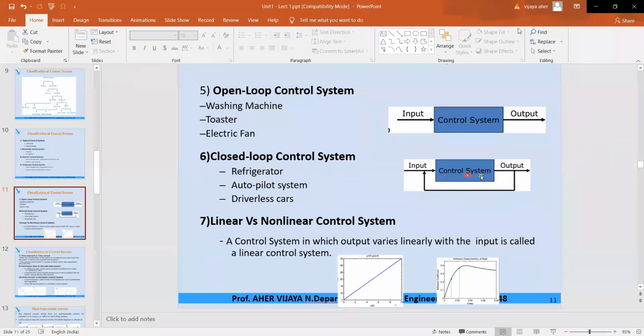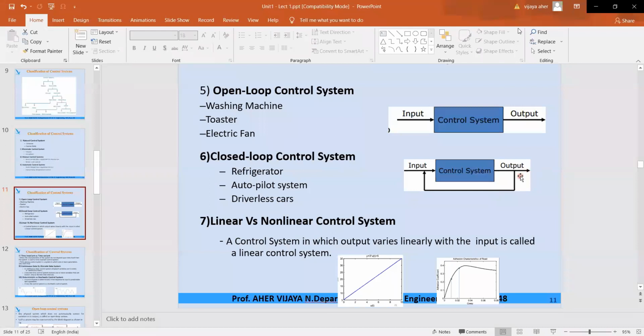In this block, control system is there. Input is applied to control system. Output is taken from control system. I have shown only one input, one output. There are multiple inputs and multiple outputs, so I will explain in the next lecture. So what is SISO? What is MIMO? For now we are only doing introduction to control system, part 1. So this is the block diagram of closed loop control system. One input, one output.